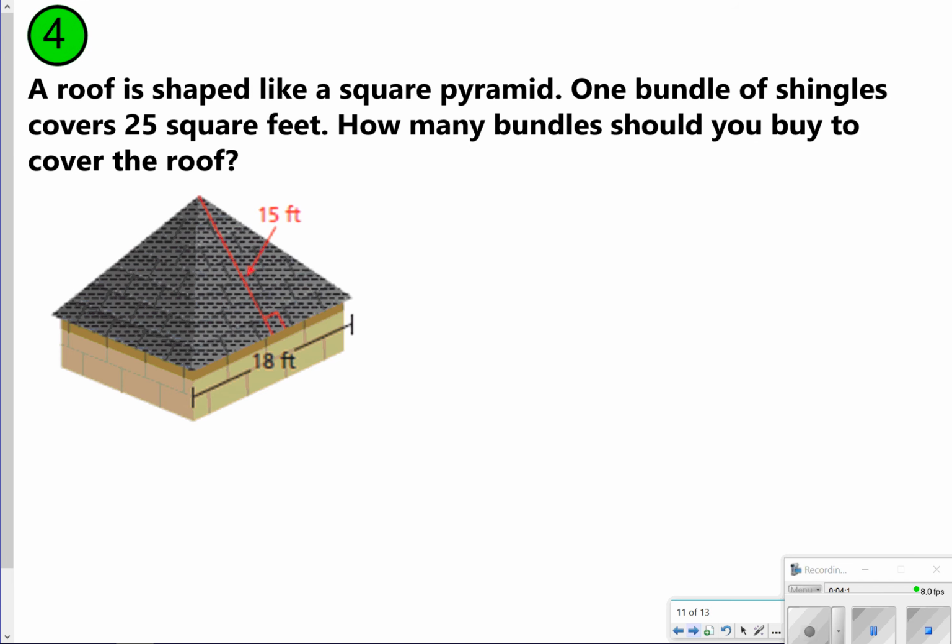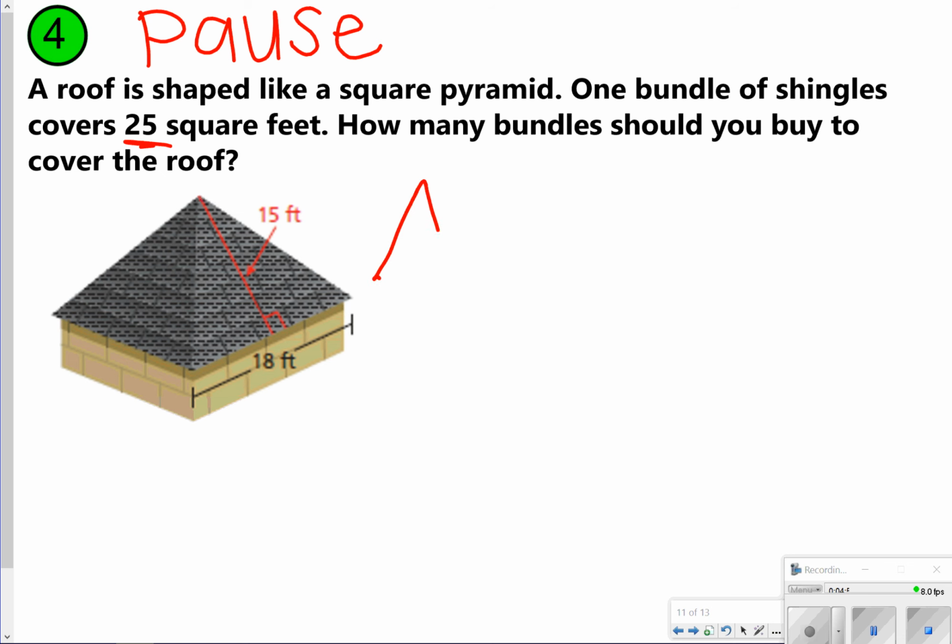The last one is a real-world example. It says the roof is shaped like a square pyramid. So you've got all of these triangles here on top. You've got 4 sides. One bundle of shingles covers 25 square feet. How many bundles should you buy to cover the roof? What you're going to do is go ahead and try this question. You're going to need to find the surface area of the roof first, and then determine how many bundles of shingles you should buy if one bundle of shingles covers 25 square feet. Go ahead and pause and try.